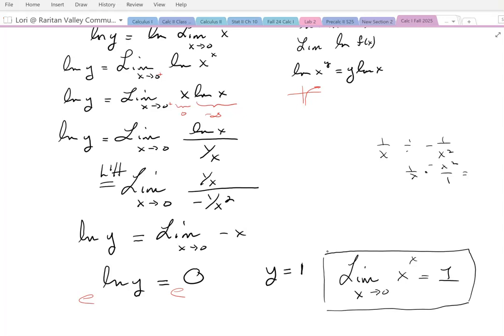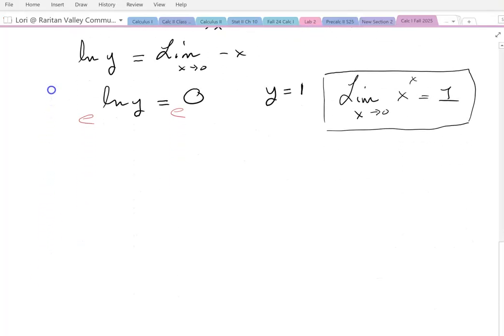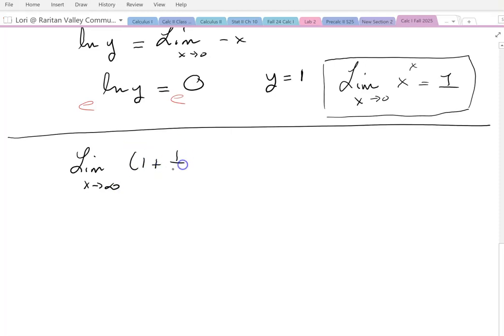Okay. I do want to do one more of these. This next one is a little bit more complicated, not too much, but it's a pretty important one, and I'll say it again as you move into Calc 2. All right, so let's do one more of this type. This one is going to be the limit as x approaches infinity of (1 plus 1 over x) to the x.